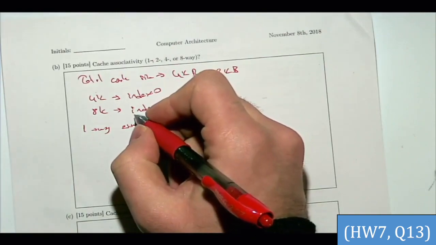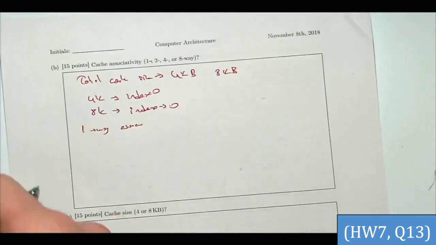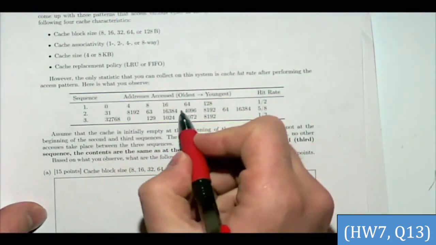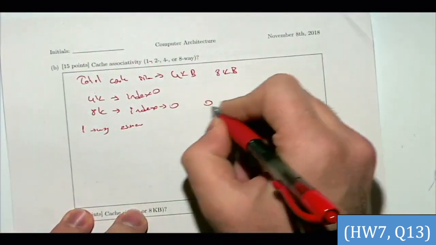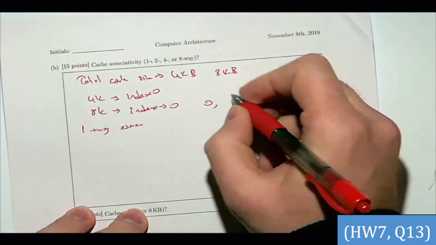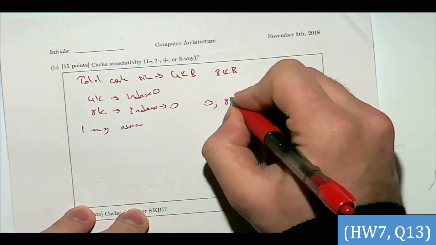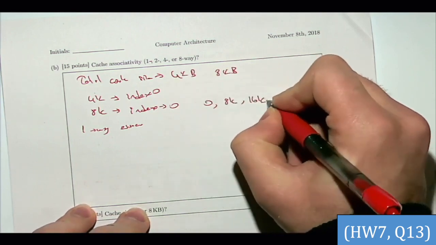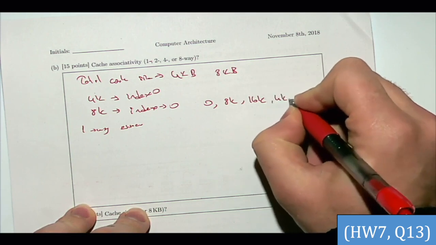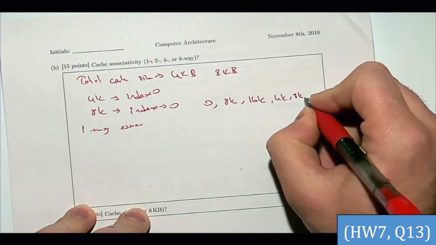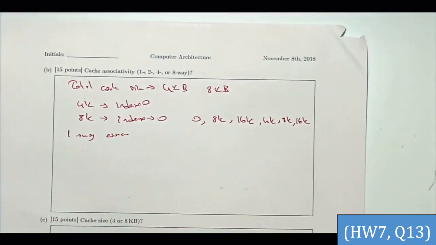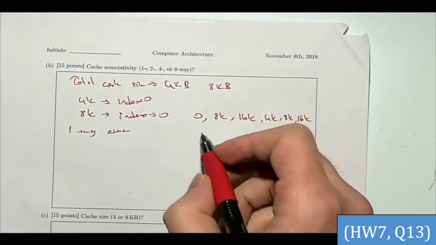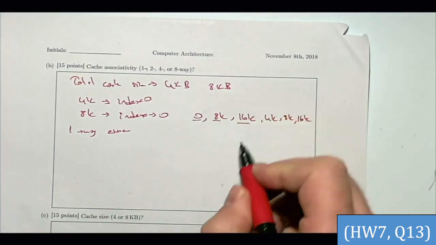And let's write down all the accesses that are multiples of 4K, okay? So these are basically 8K, 16K, 4K, 8K, and 16K.